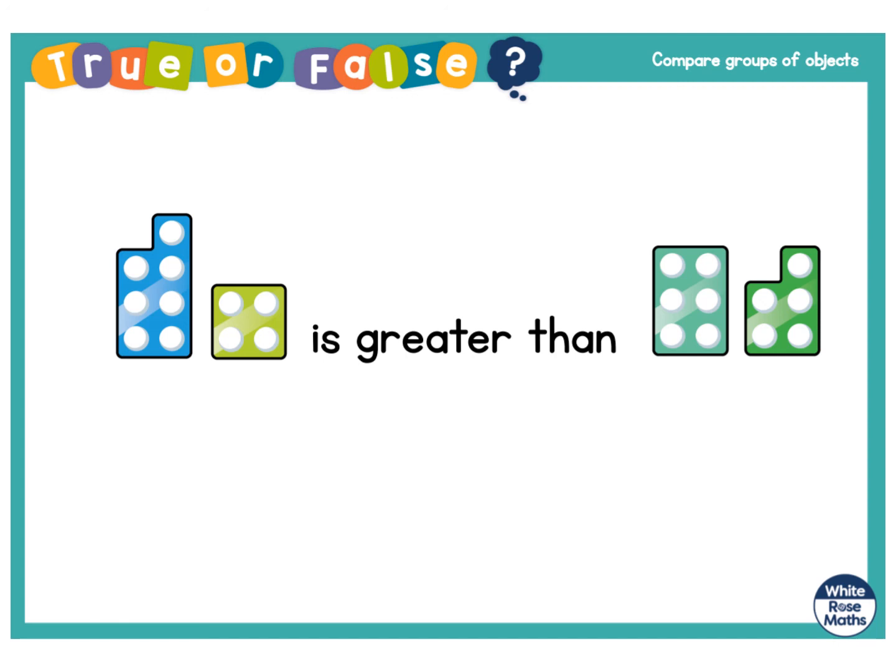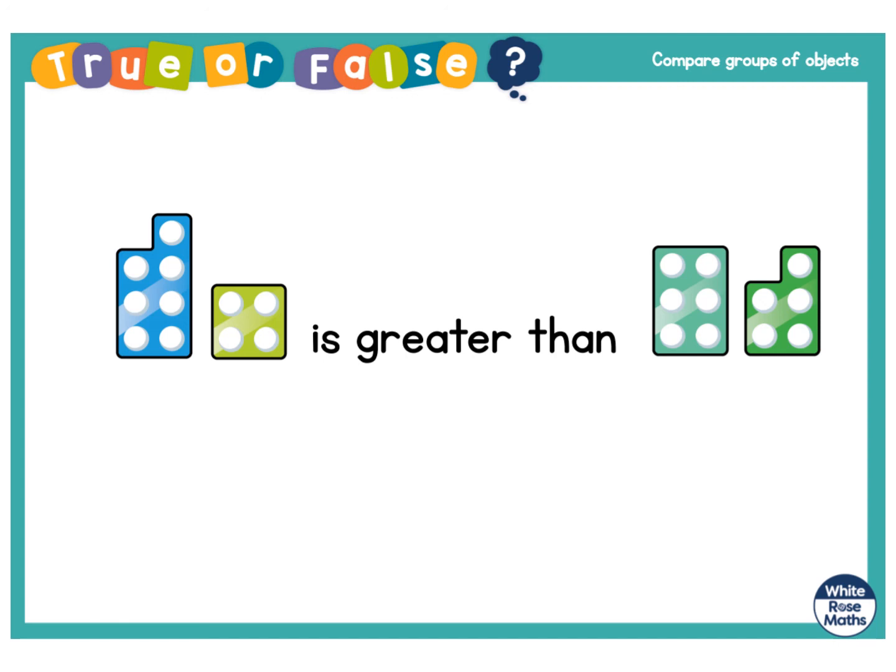11 is greater than, let's count how many we've got on this side. 1, 2, 3, 4, 5, 6, 7, 8, 9, 10, 11. So it says 11 on this side is greater than 11 on that side. Are they right? We've got 11 there and 11 there. Is it greater? Well done. No, they are the same. And what do we say if they are the same? Well done, we say equal to. So 11 is equal to 11.